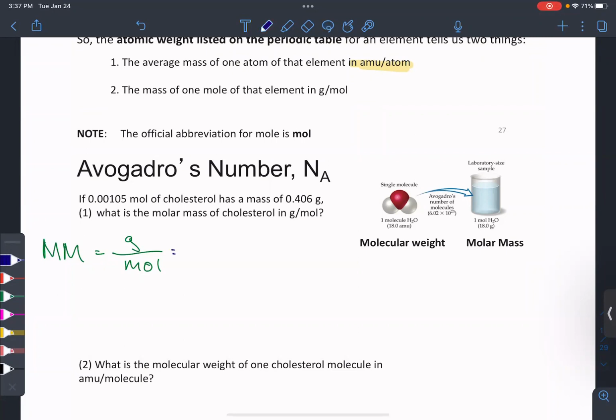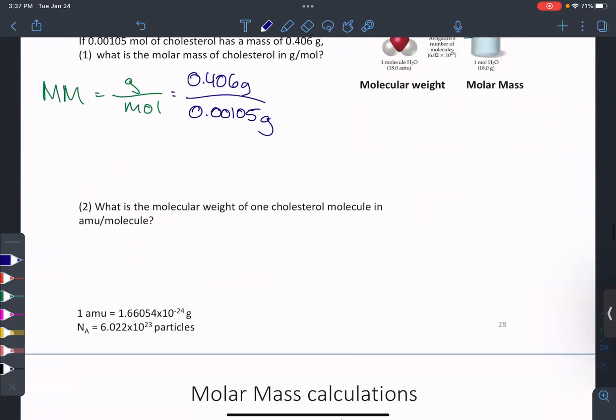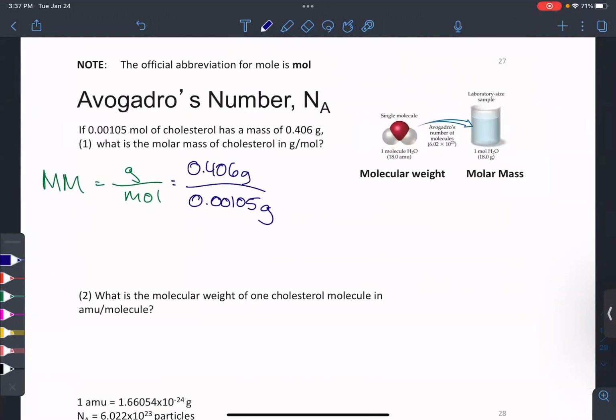So we're just going to plug in these numbers. That 0.406 number goes where? On the top or the bottom? On the top, yes. Grams. And then that mole amount goes on the bottom, 0.00105 moles. I don't even have my notes, but I think it's like 300 something. Is it 300 something? Yeah. So when you do that, grams, moles. Sorry, there you go.